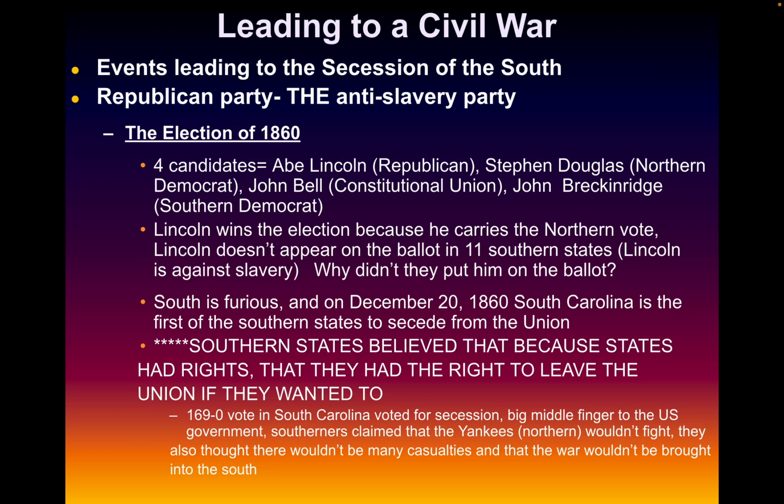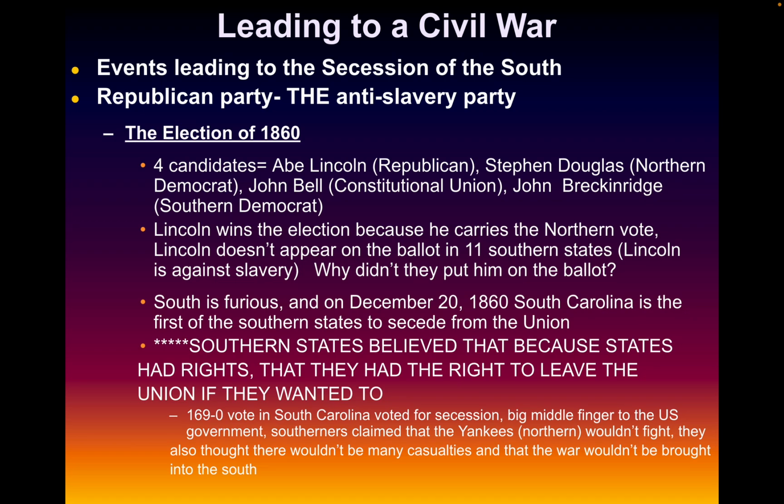Because Lincoln's elected, the South's ticked off. They're furious. On December 20th, 1860, the state of South Carolina is the first southern state to secede, meaning they're going to leave the United States. Essentially, they're afraid that Abraham Lincoln's going to try to get rid of slavery. They don't want that. And so they basically state, we're going to go do our own thing. We're not going to be part of your country anymore, and we're going to go create our own.